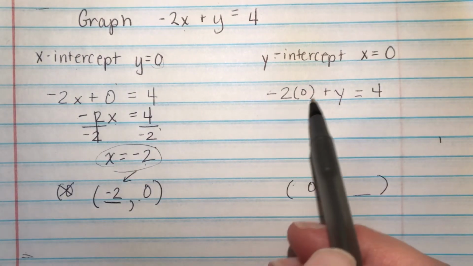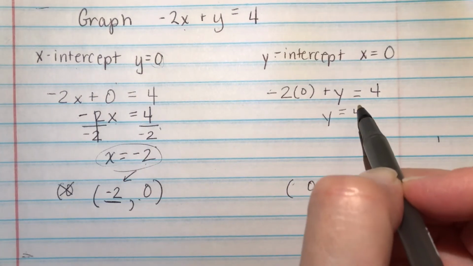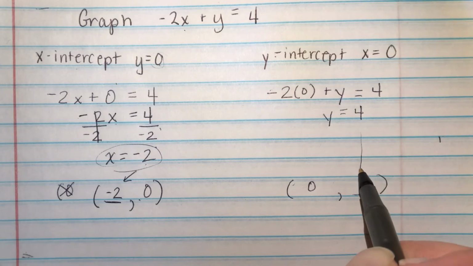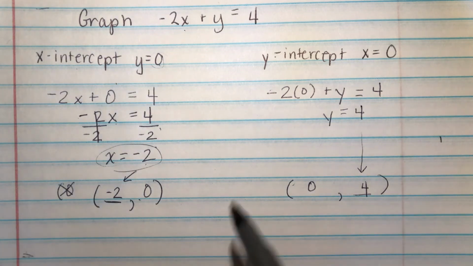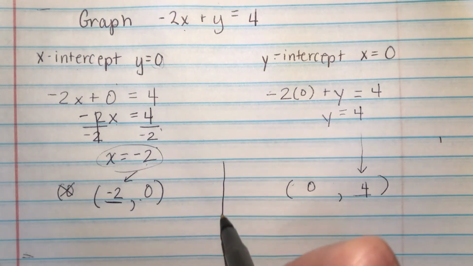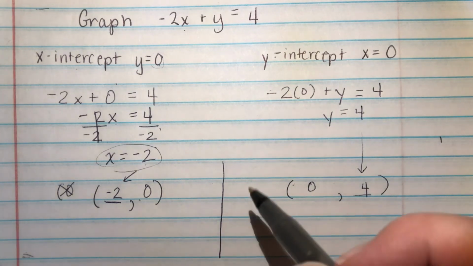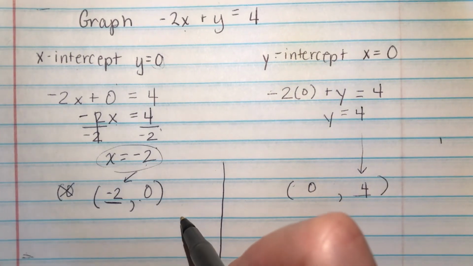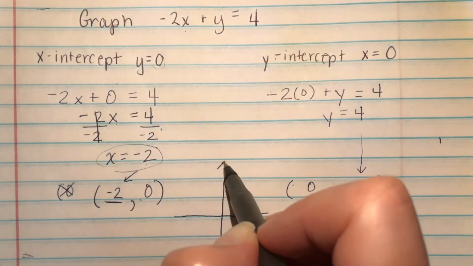And I know that negative 2 times 0 is 0. So I'm left with y equals 4. I'm going to just take that and plug it in here. It's 4. Now this should give me enough information to be able to graph. Your graphs for this information do not have to be on graphing paper, and I'll send you graphing paper when it's really needed.